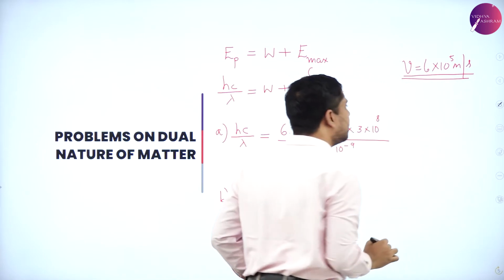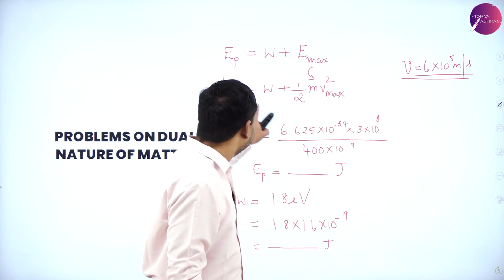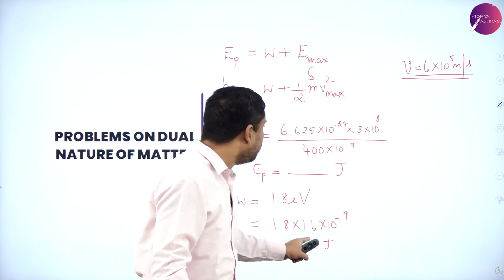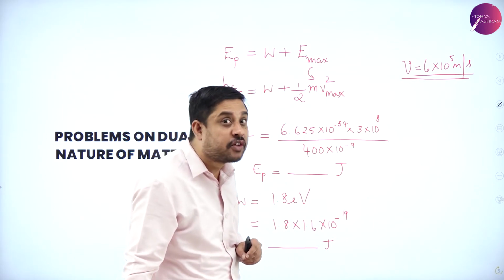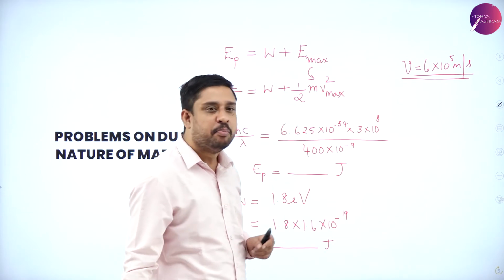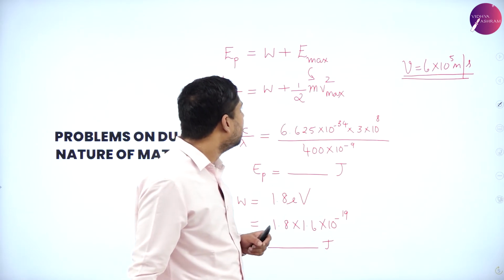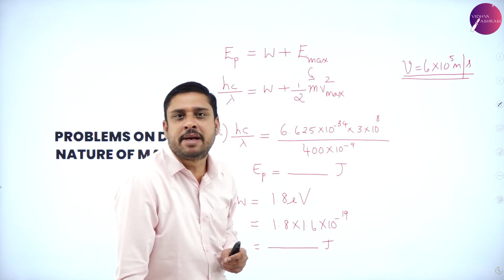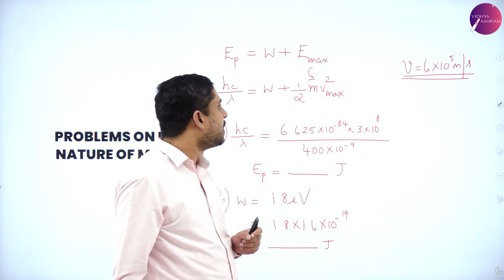So when you simplify, you're substituting for hc by lambda, W, both of them in joules, mass of the electron, you get the velocity as 6 into 10 power 5 meter per second.